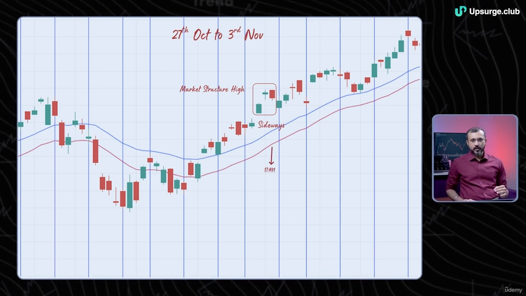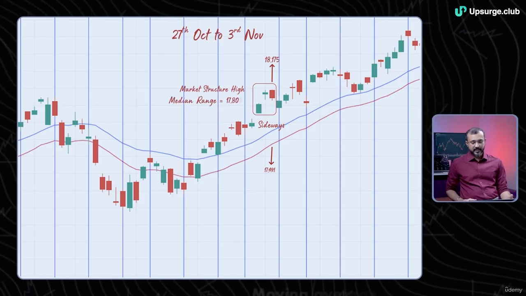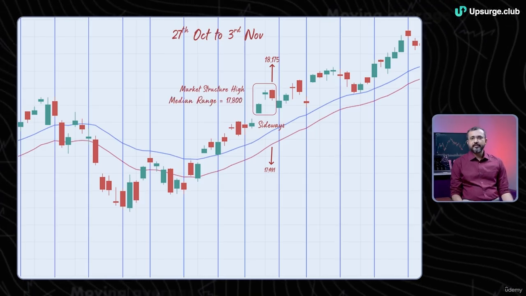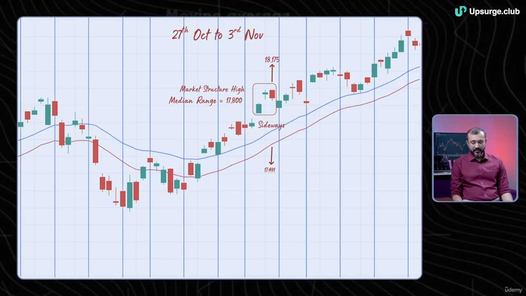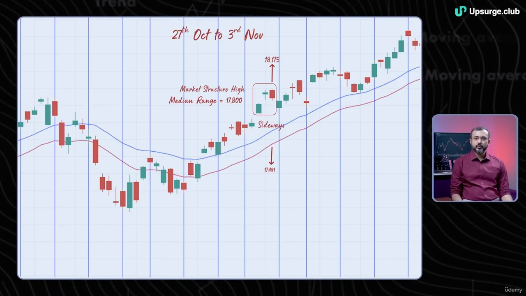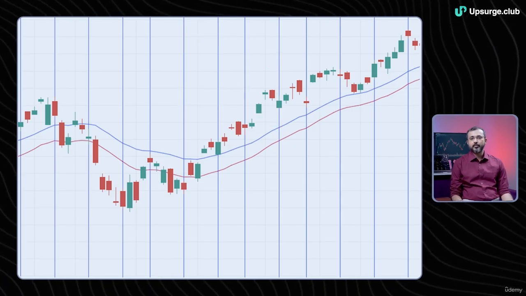17,491 is the lower point. 18,175 is the highest point. The median range comes to 17,800. We went short somewhere around 340 points. The premium, when the straddle closed, it closed at 250 points. So we were able to capture somewhere around 130 points in this trade.